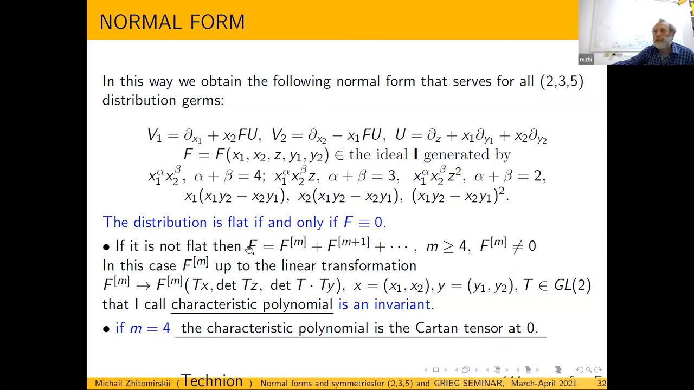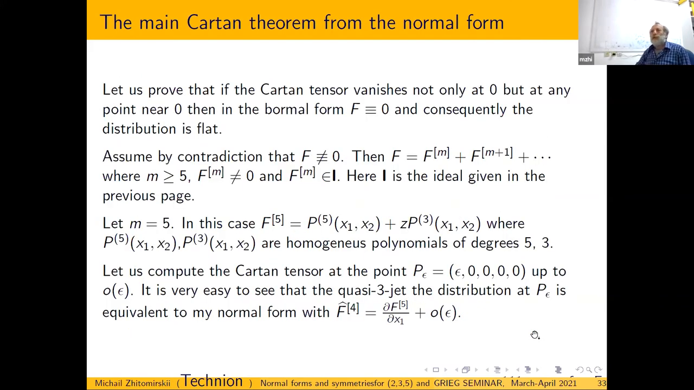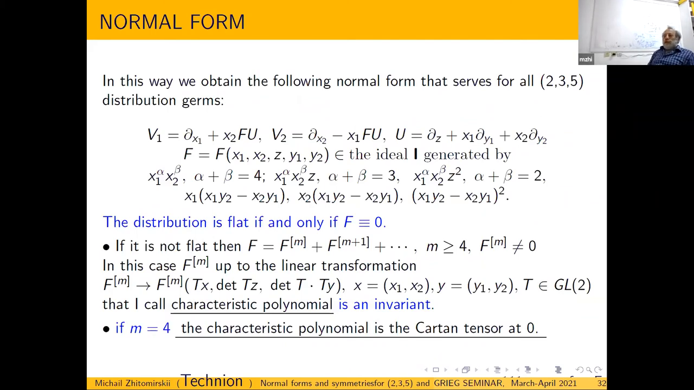Now, if it is not flat, then this F starts with some degree in the quasi homogeneous decomposition, let it be m. Modulo this action of GL2, this f_m is an invariant. In particular, if m is equal to 4, which is the minimum possible m, then I can call it, I haven't fixed my terminology, let me call it a characteristic polynomial. This characteristic polynomial generalizes the Cartan tensor. If m is equal to 4, it is exactly the Cartan tensor, but at one point, the origin. Okay, so this is the normal form.